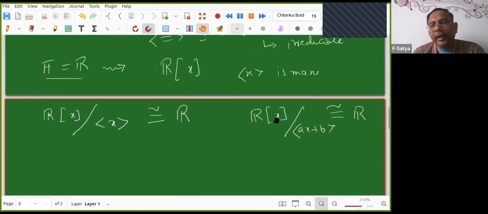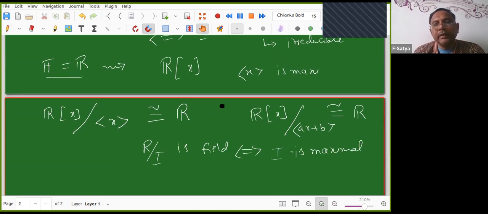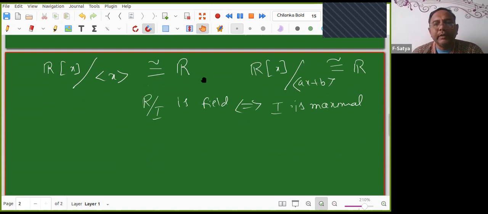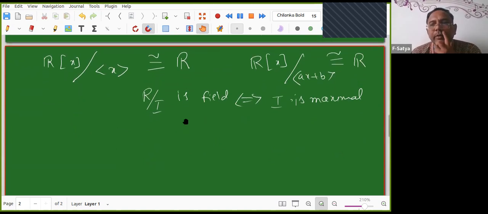So you know that if R is a commutative ring with unity, R by I is a field if and only if I is maximal, right? I'm just recalling. Okay, don't worry. These are what I sometimes use. I'm just recalling, before introducing, I should not use. No, I'm just telling.